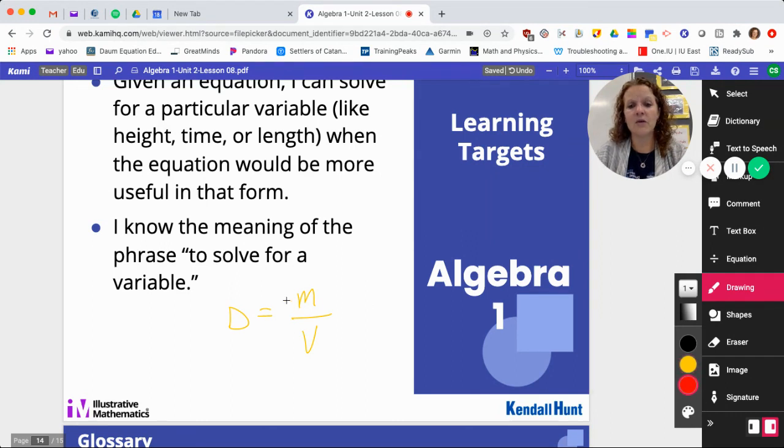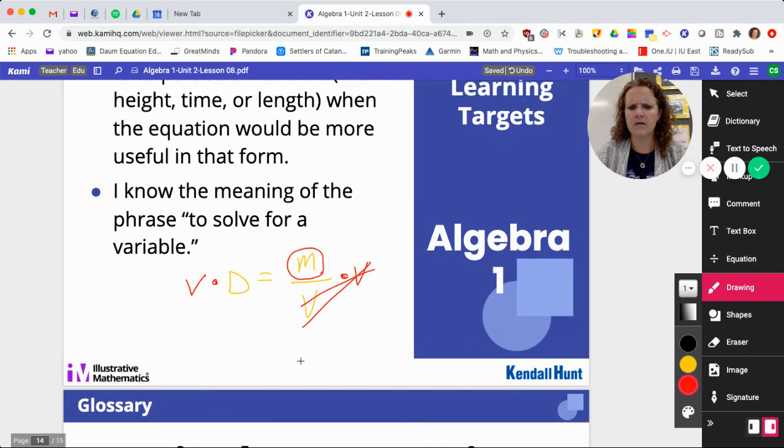Like if I want to solve for m, I will circle m and I'll say v is currently in the division spot. So what's the opposite of division? Multiplication. And what I do to one side of the equal sign, I have to do to the other. I'm supposed to cross that out. So mass equals density times volume, right? If I do this another way, density equals mass over volume. If I'm trying to solve for volume, I still have to move things around. I need volume on the ground floor. It's currently in the basement.